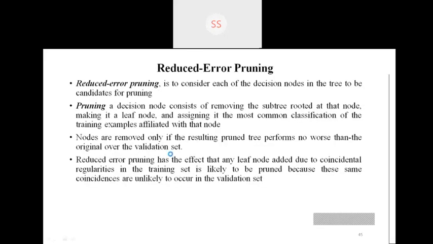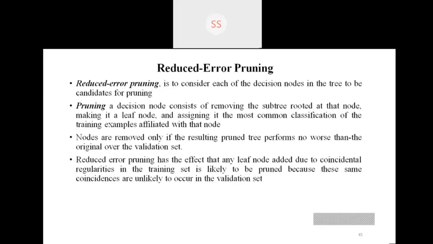Next, we'll go through the first one, that is reduced error pruning. Reduced error pruning is to consider each of the decision nodes in the tree to be candidates for pruning. They are considering every node of the decision tree as a candidate for pruning. And pruning a decision node consists of removing the subtree rooted at that node, making it a leaf node, and assigning it the most common classification of the training examples affiliated with that node.